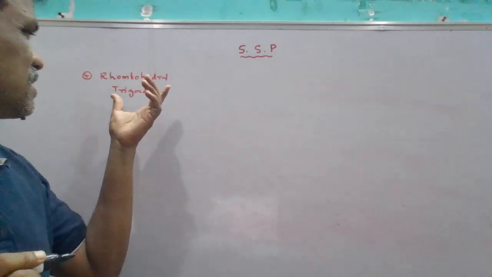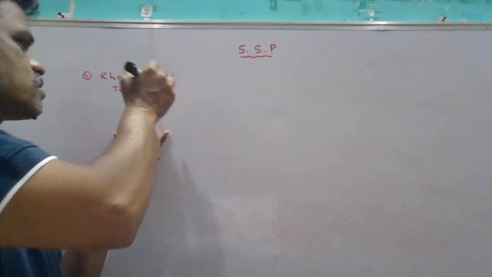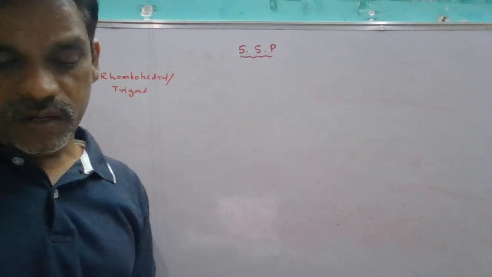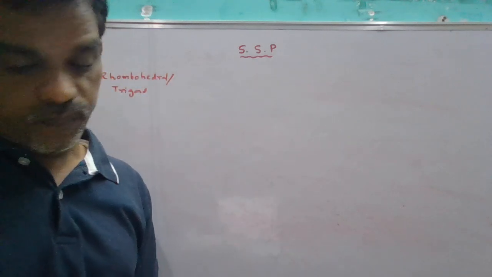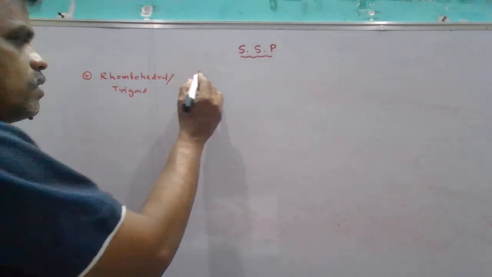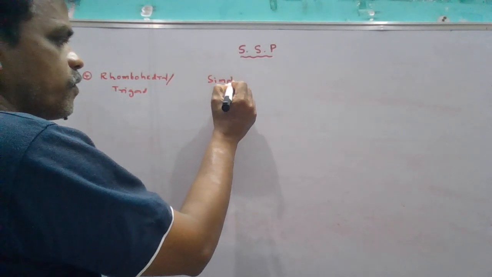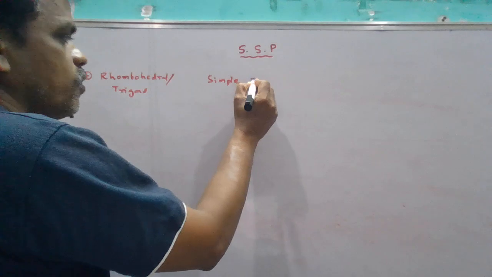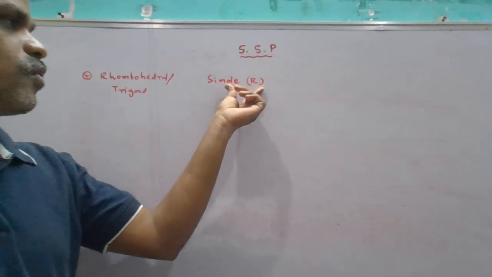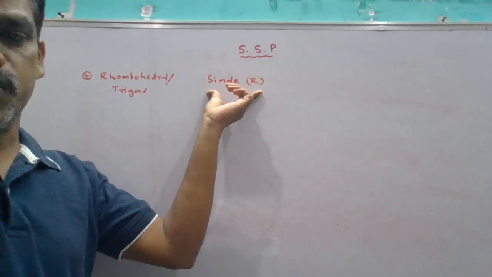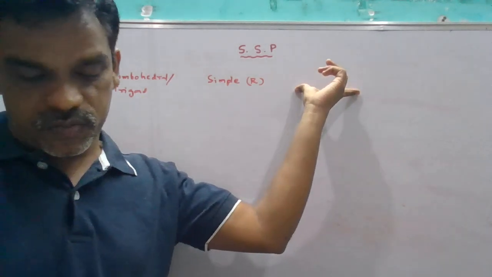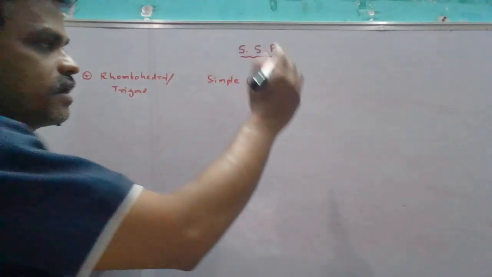For this rhombohedral or trigonal system, what are the Bravais lattices? Here Bravais lattice only one: simple rhombohedral. Only one Bravais lattice exists here. That's it. So what about unit cell characteristics?